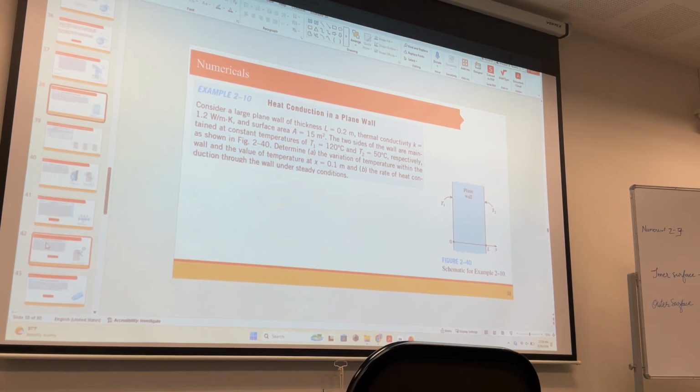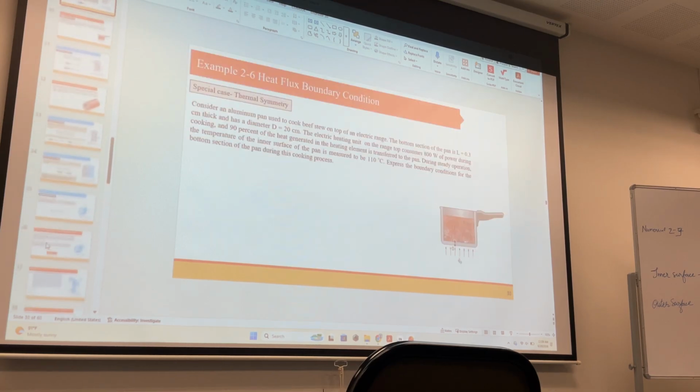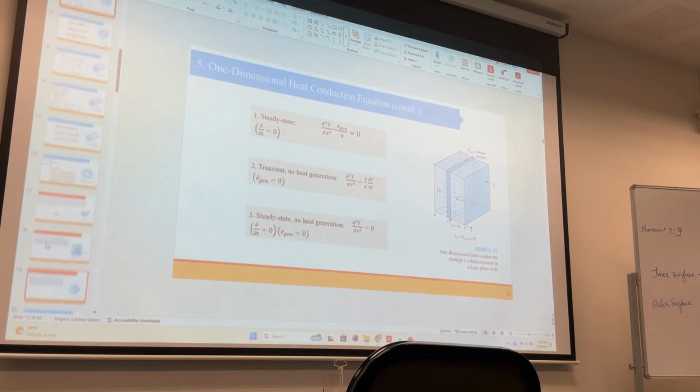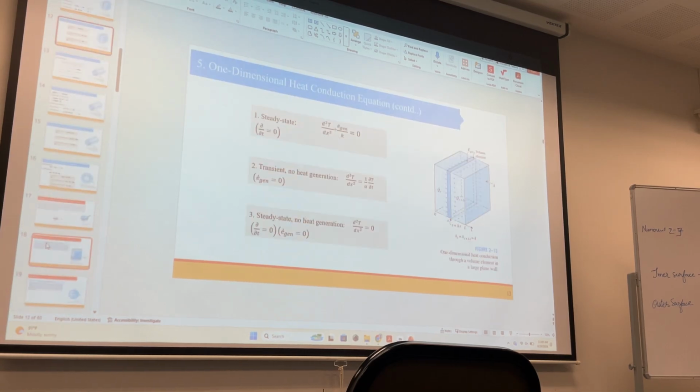So part A of this question is asking for the variation of temperature, okay? This we cannot find out with the boundary condition only. So we need to know which differential equation. Which differential equation for this? So this is a plane wall, right? And it's in one dimension. So which, this one? Out of these three, which differential equation defines that numerical? Okay, so we have these three.